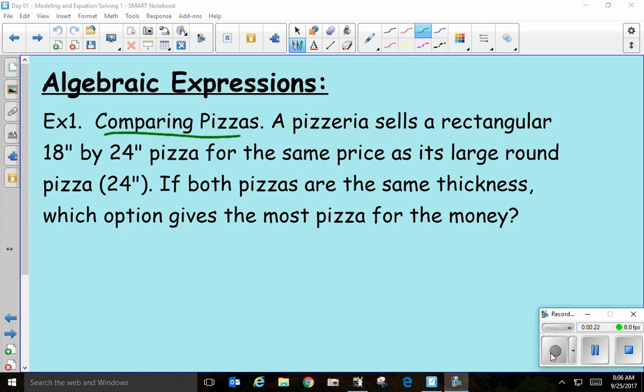Comparing pizzas. A pizzeria sells a rectangular 18 by 24 inch pizza for the same price as its large, round 24 inch pizza. If both pizzas are the same thickness, which option gives the most pizza for the money? I just have to figure out which is the bigger pizza if they're both the same cost. How will we figure that out? Let's find out.